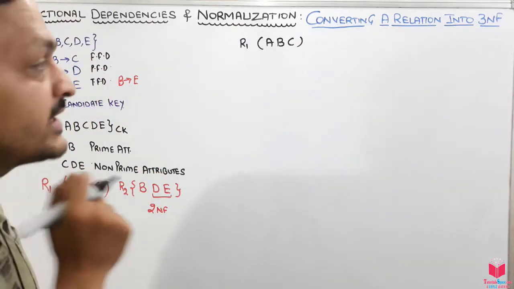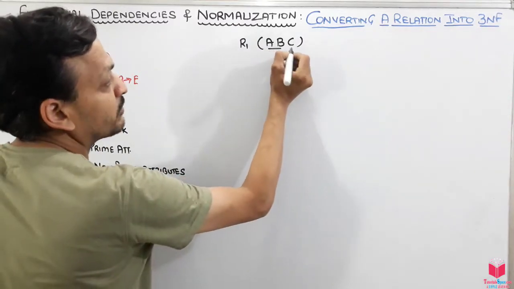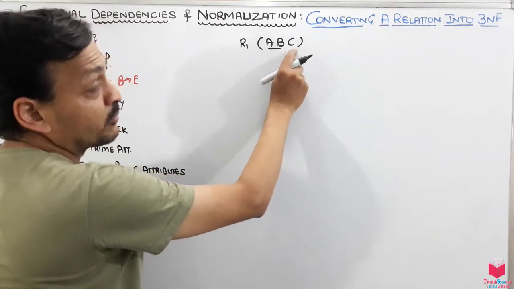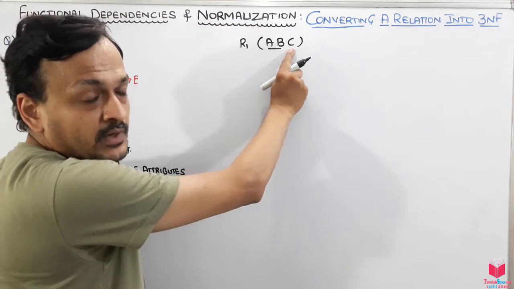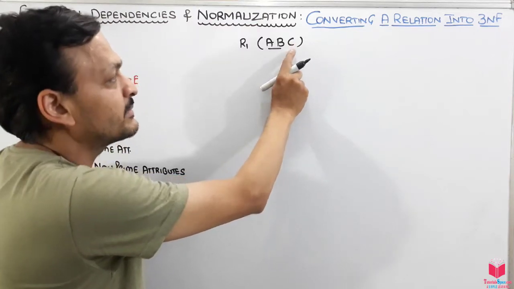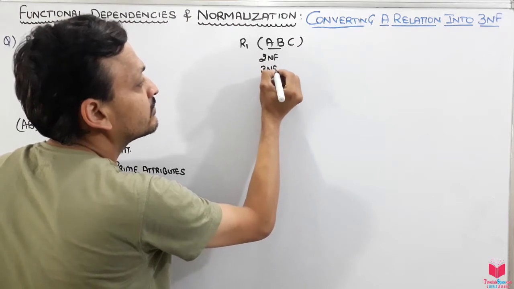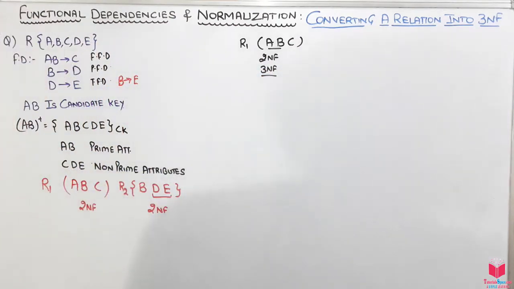Is there any transitivity? This is the prime key, this is the non-prime key. So there is no transitivity between non-prime keys, because there is only one prime key. That means with 2NF, it is already in 3NF. Okay guys, it is already in 3NF.